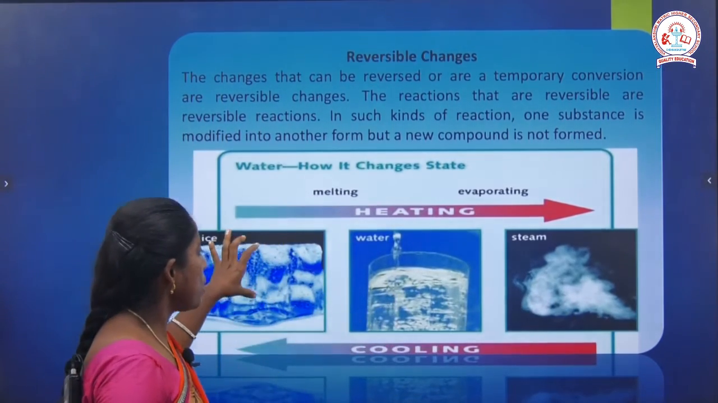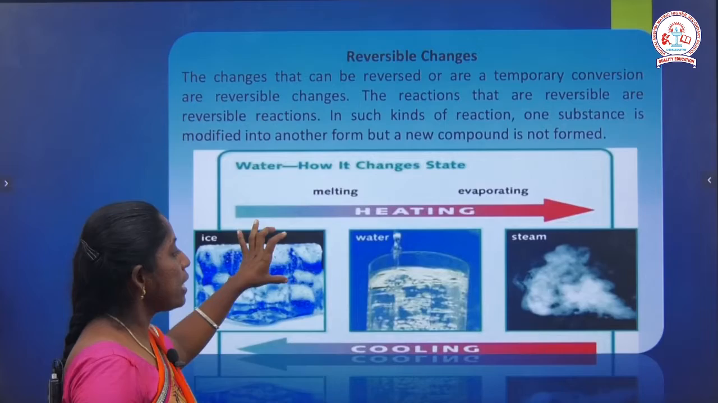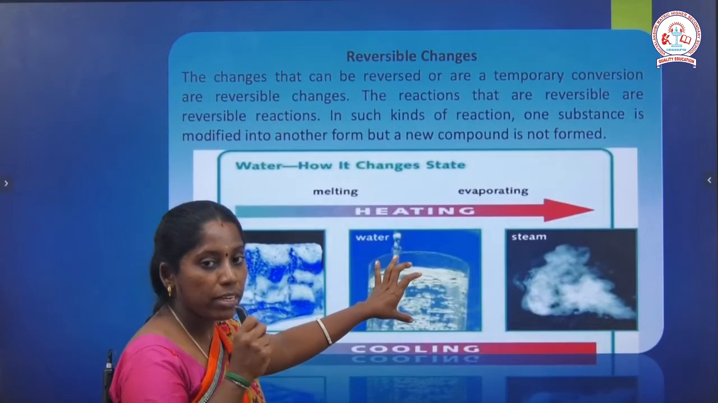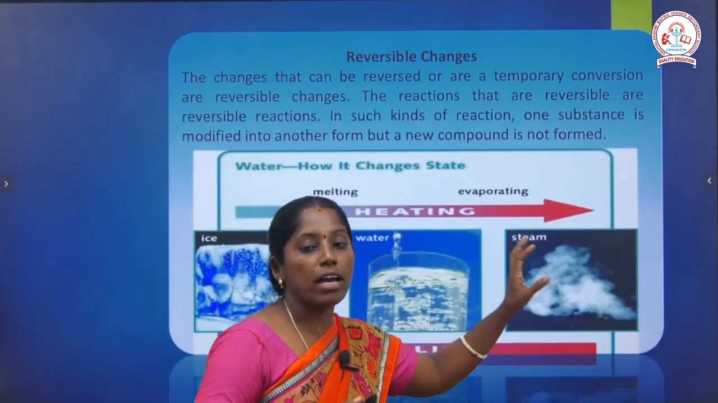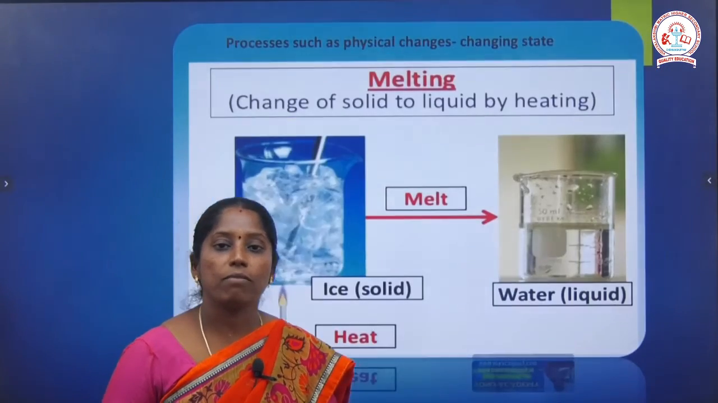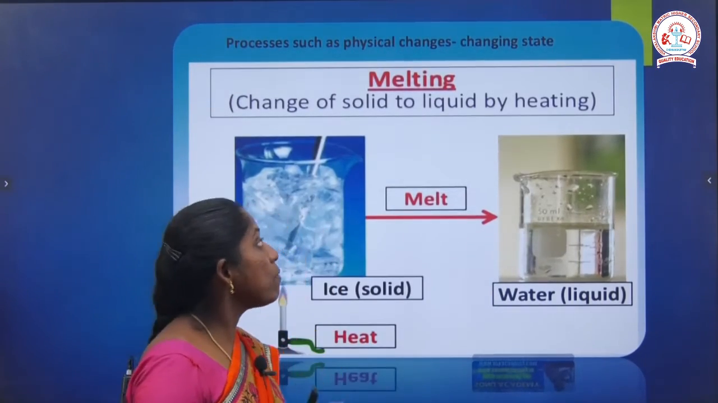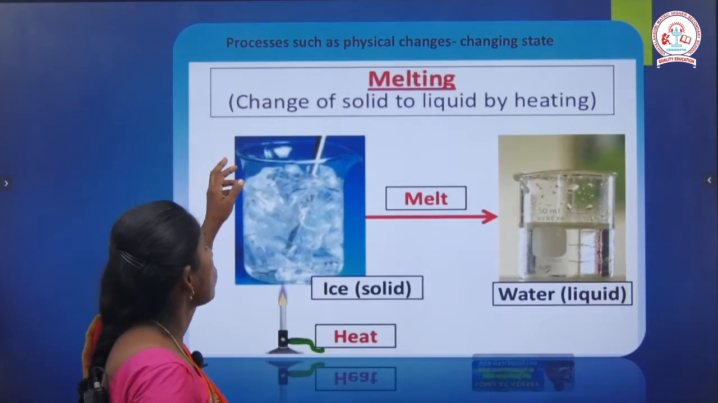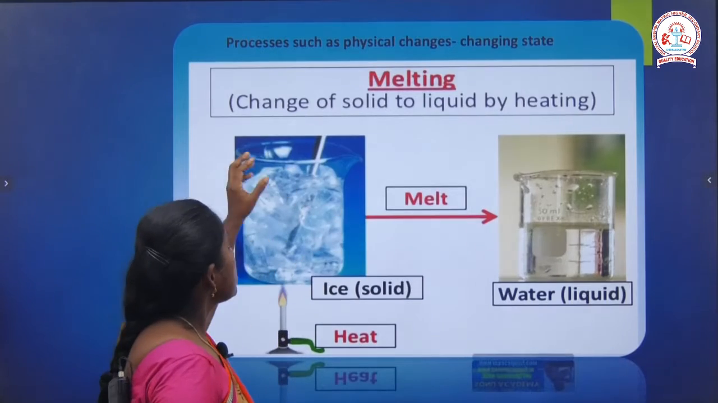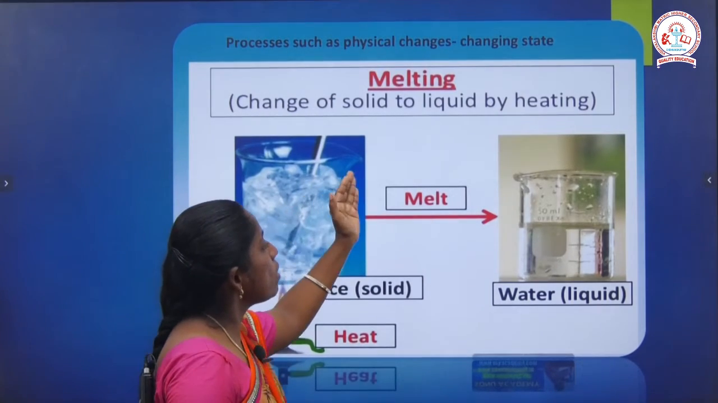What is the solid form of water? Ice. What is the liquid form of water? That is called water, we can drink it. Then what is the gaseous form of water? That is called steam, or otherwise we can call it water vapor. So we can see that some physical changes occur. What does that mean? The first one: melting. Change of solid into liquid by heating.